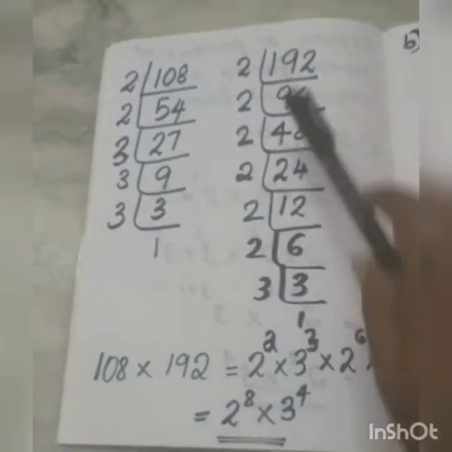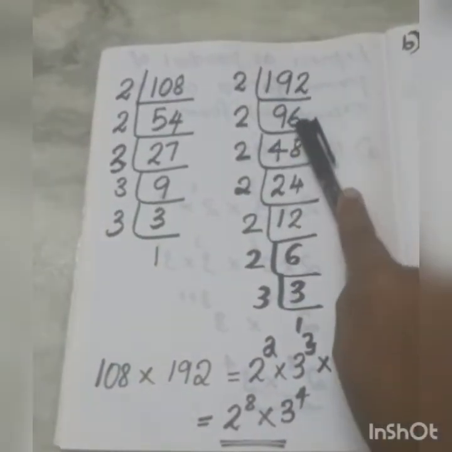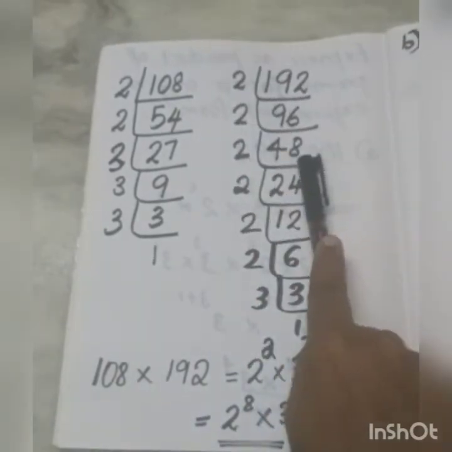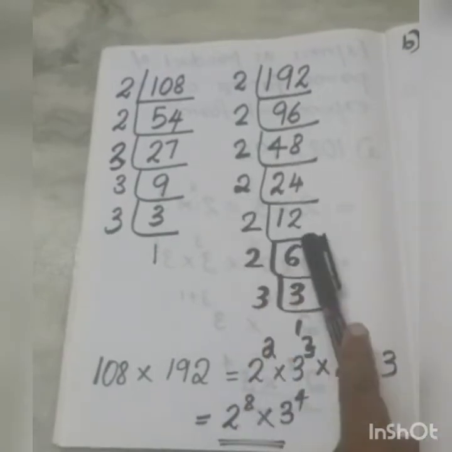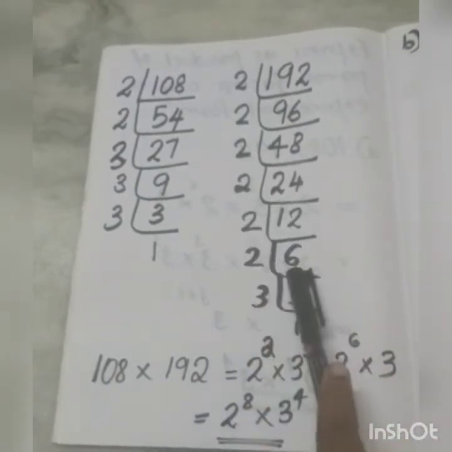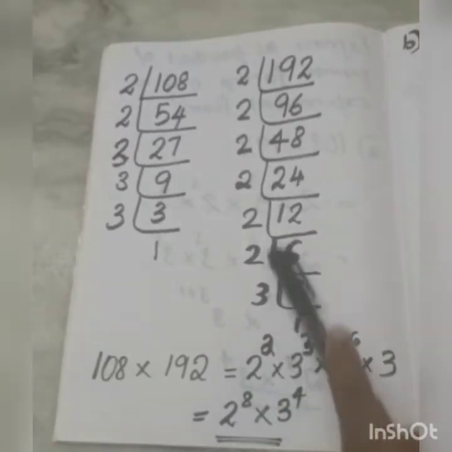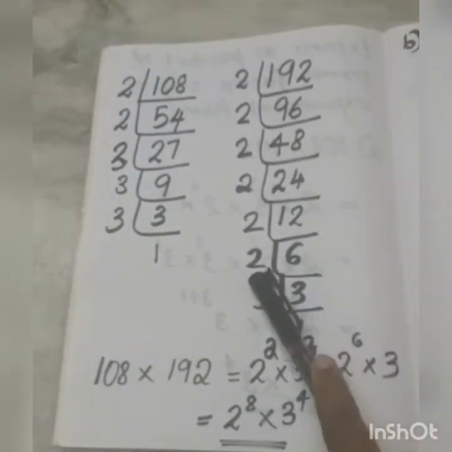Now the second number, 192. Again it's an even number. So starting with 2, 192 divided by 2 is 96. Again it's an even number, going with 2, you will get 48. It's an even number again, 2, 24. Again 2, 12. 2, then 6. 2, 3. 3 is a prime number, so the only factor is 3 itself. So the prime factorization of 192 is also done. Now the first part of the question is over.